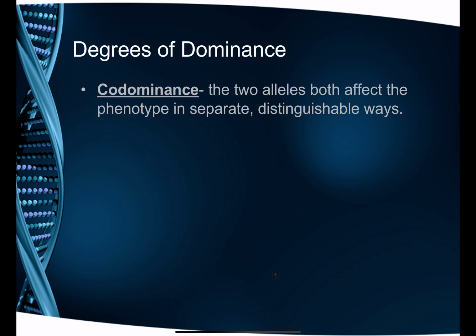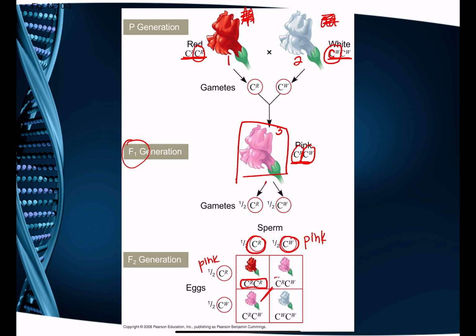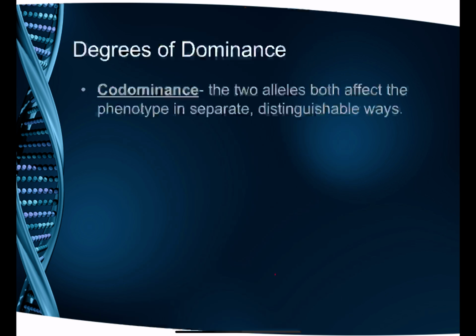We get a red, we get two pinks, and we get a white in the F2 generation. And so you see that incomplete dominant trait, okay? Neither one is completely dominant.